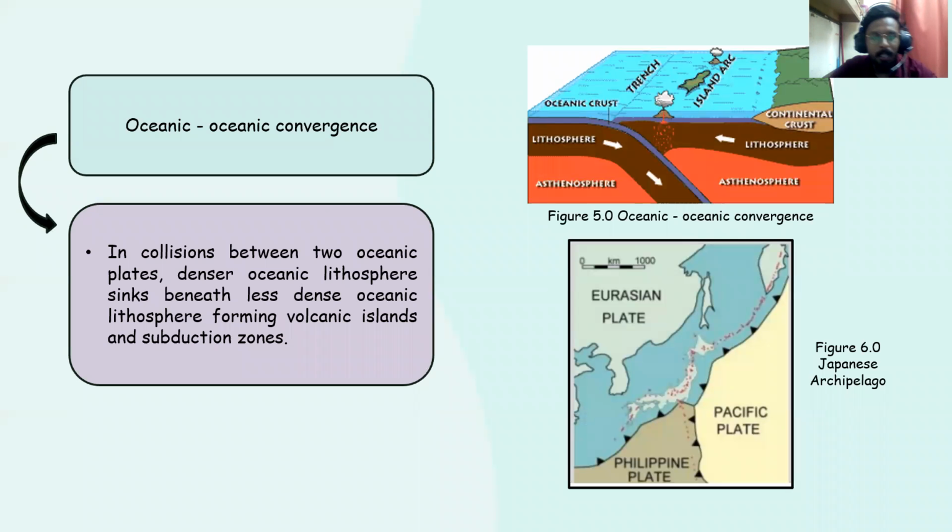So moving to the second type of convergent boundary, the oceanic convergence. In collisions between two oceanic plates, the denser oceanic lithosphere sinks beneath less dense oceanic lithosphere, forming volcanic islands and subduction zones. Figure 5.0 on the right-hand side shows the oceanic convergence process, and figure 6.0 shows the Japanese archipelago, which is an example of volcanic islands.